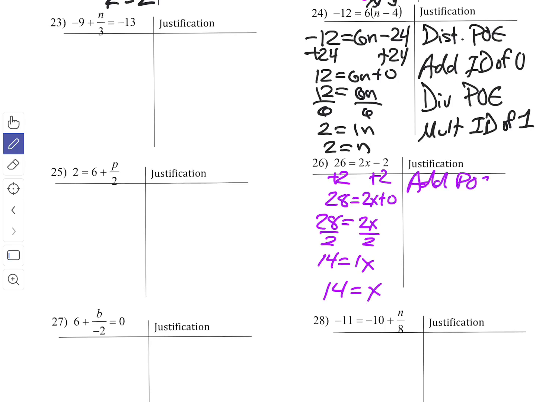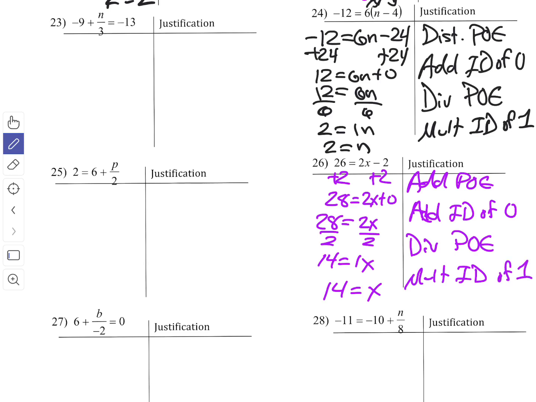Add po. Add id of 0. Div po. Mult id of 1.